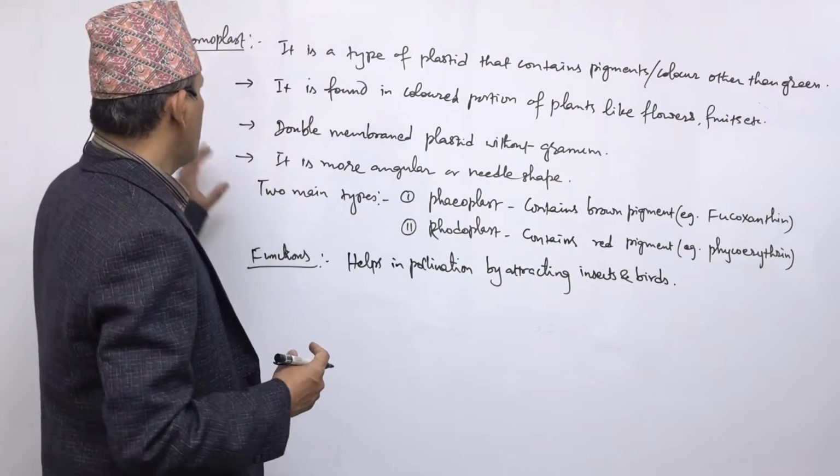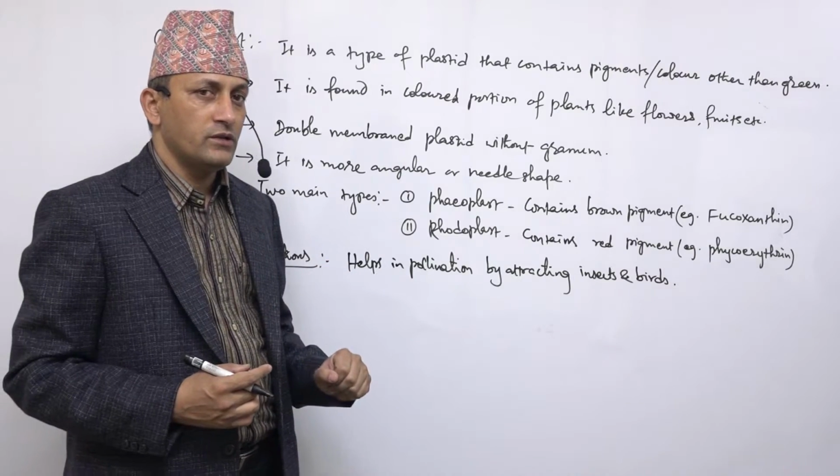So now let's talk about the last type of plast, known as leucoplast.